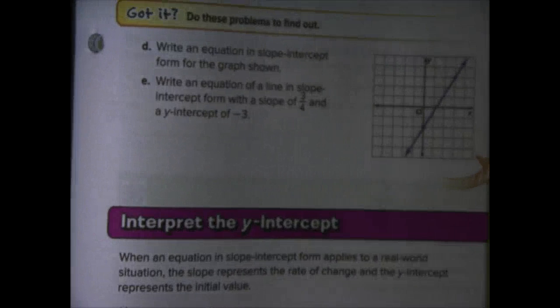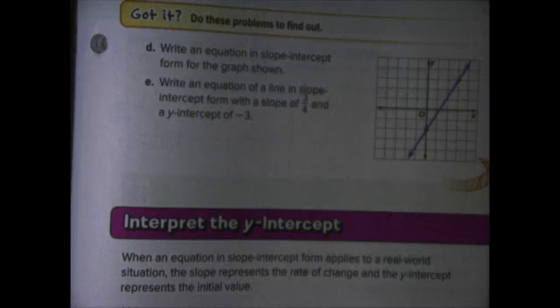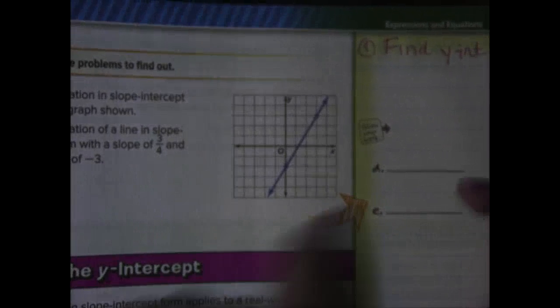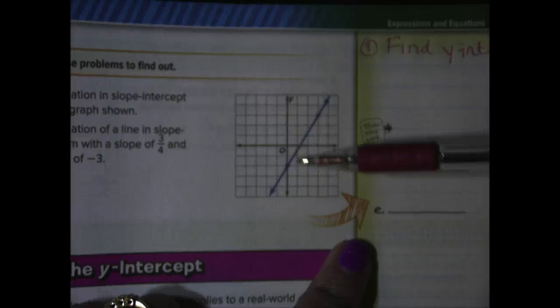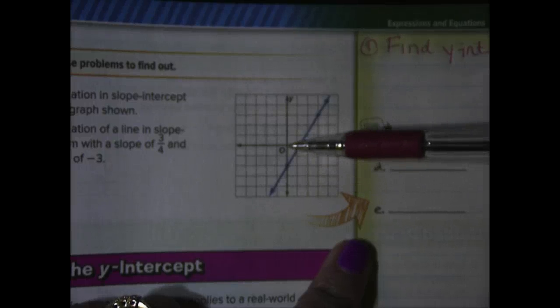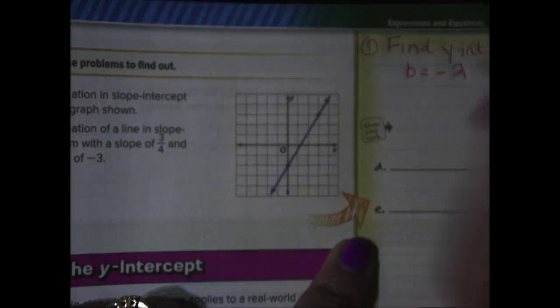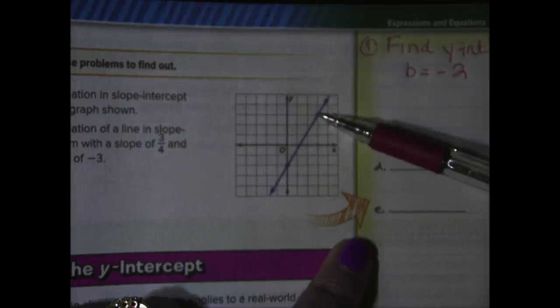So it says in D, write an equation in slope-intercept form for the graph shown. So we said step 1, okay? Step 1 is we're going to find the y-intercept. And that's our b. So we're going over to our graph, and to find the y-intercept, we look where the graph crosses the y-axis, and it's going to cross the y-axis at -2 because we went down 2 on the y-axis. And then we're going to count from here to find our slope.